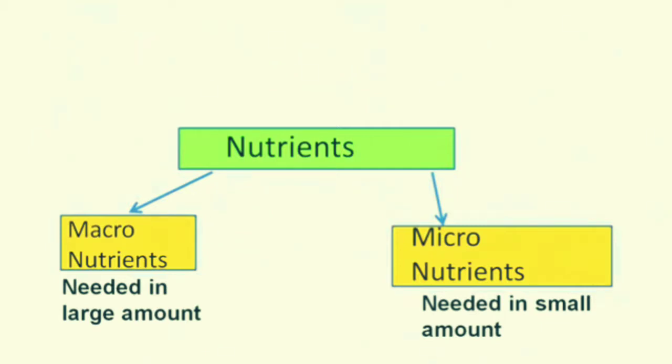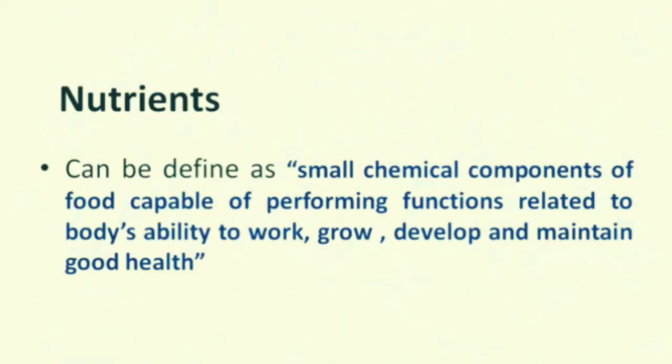Nutrients are divided into two major categories, that is macronutrients and micronutrients. Macronutrients, as the name suggests, are the nutrients which are required in large quantity in our body. And micronutrients are the nutrients which are required in small quantities in our body. Nutrients can be defined as any chemical components of the food which when taken perform functions related to body growth, its ability to work, develop and maintain good health.